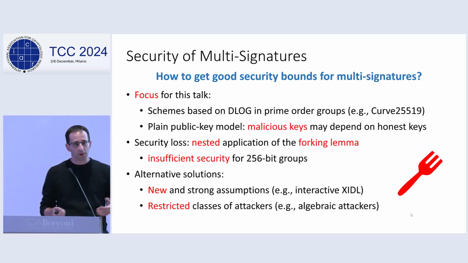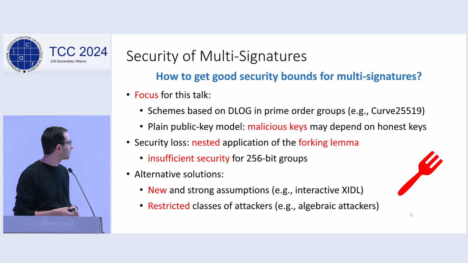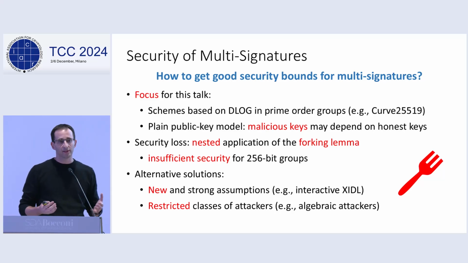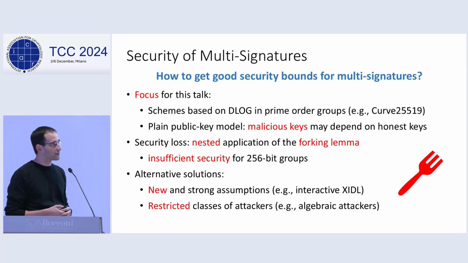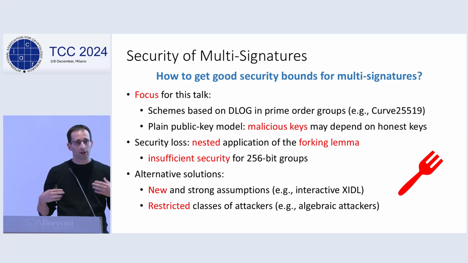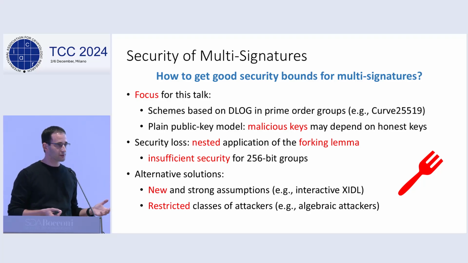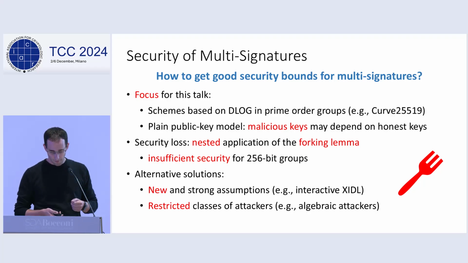So what do we do in practice? What are the alternative solutions? We either have new strong assumptions that we don't have a lot of insurance in, or we focus our attention on specific classes of attacks, for example generic attacks, algebraic attacks, and so on.